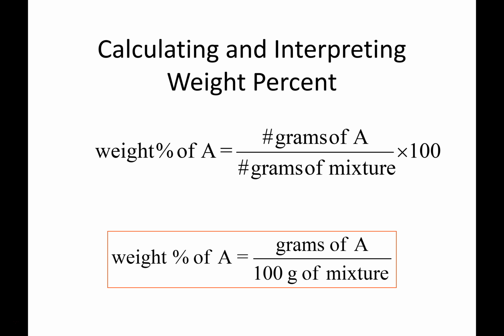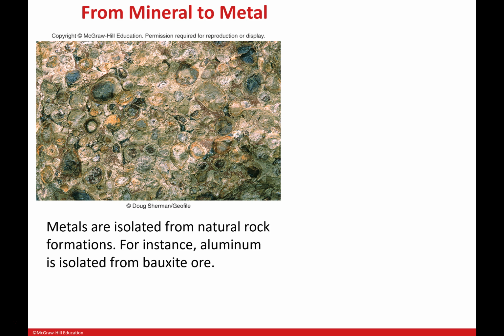All right, so weight percent. On to this. Does this look like a mixture, homogeneous or heterogeneous? Hetero. That's a rock. And that rock, this is aluminum, it's isolated from, well, this wouldn't be aluminum ore, this is bauxite ore. Autumn was asking, what is the ore?